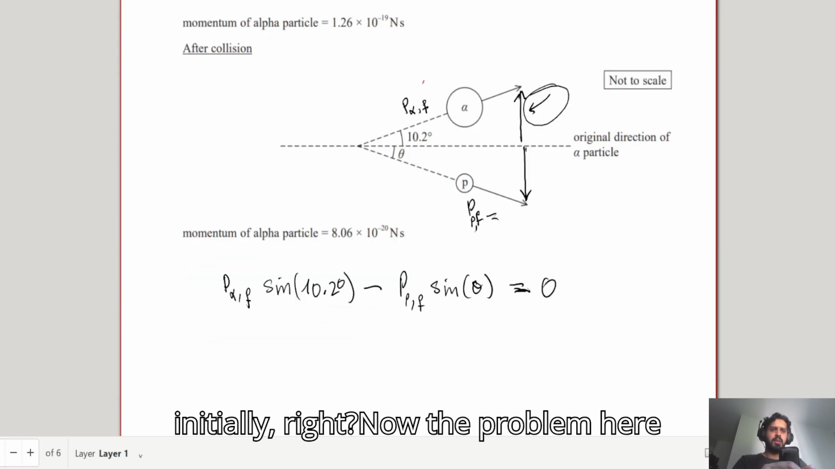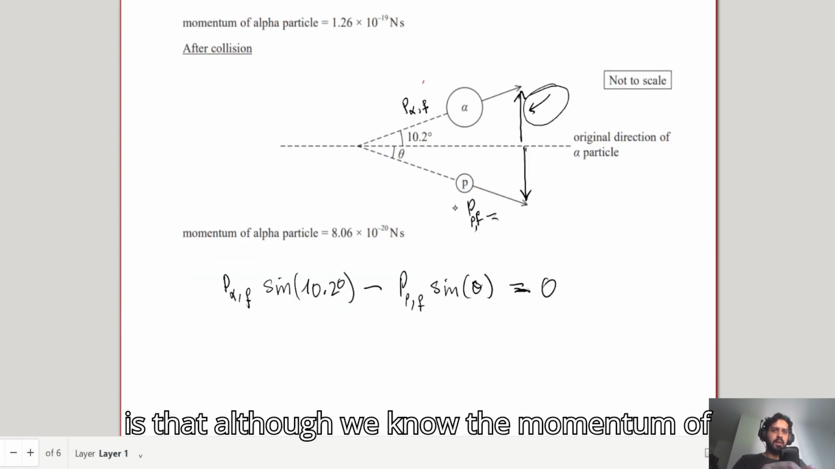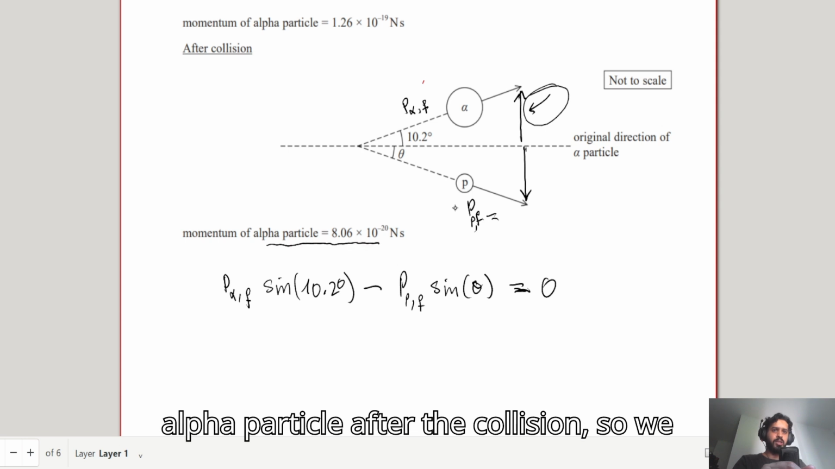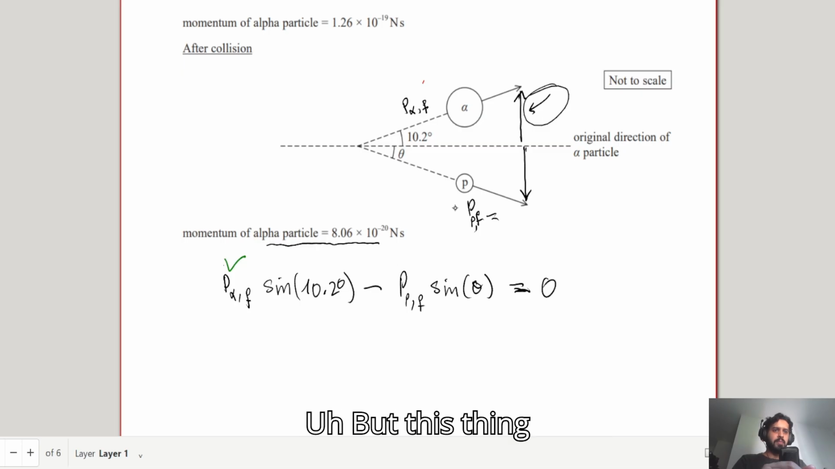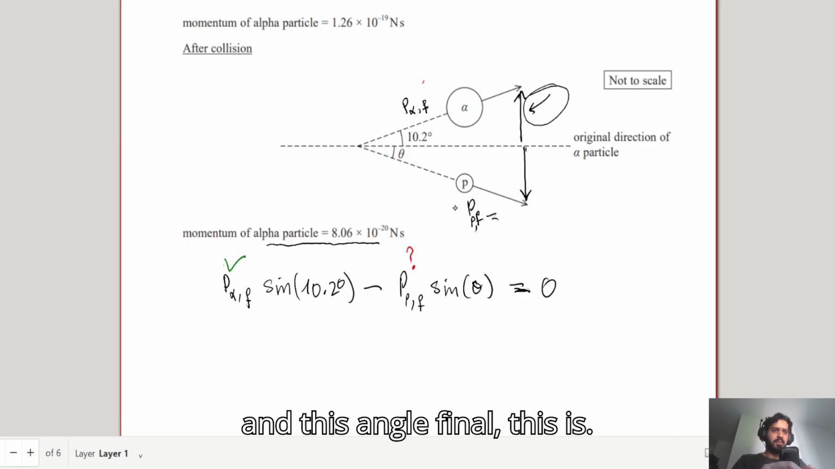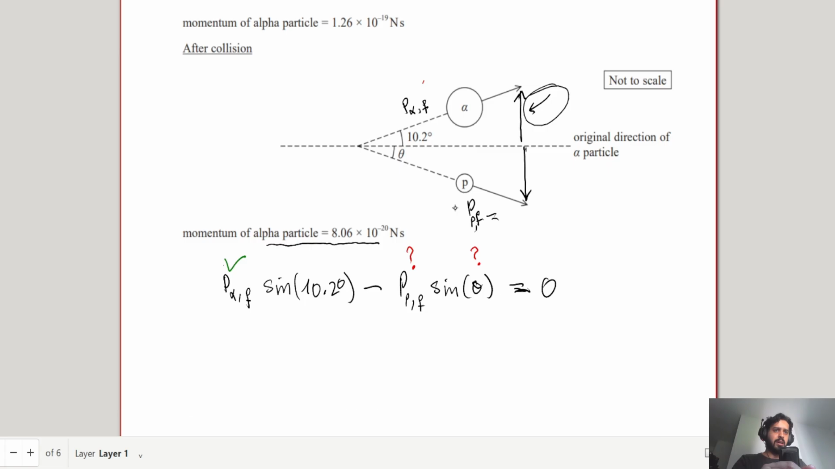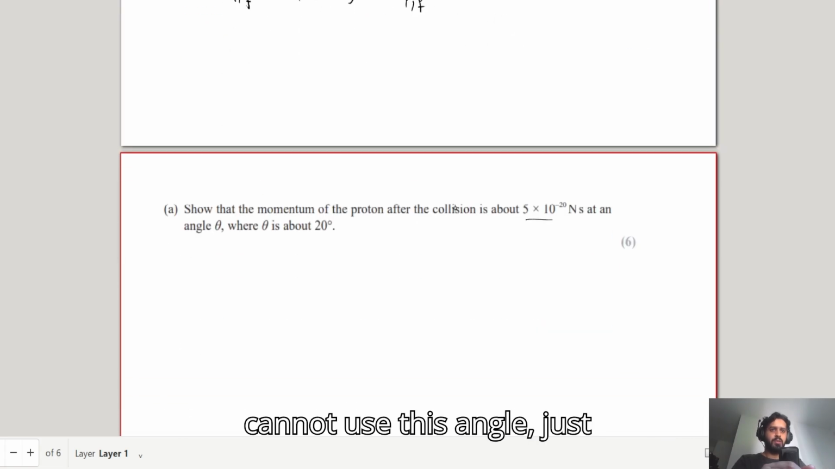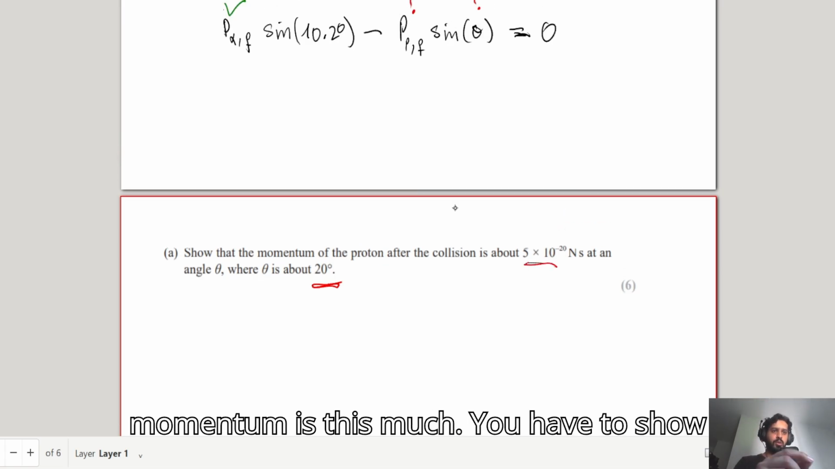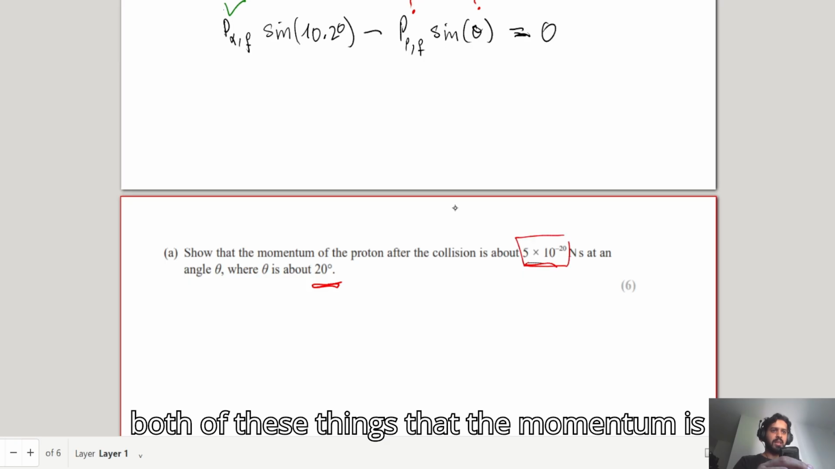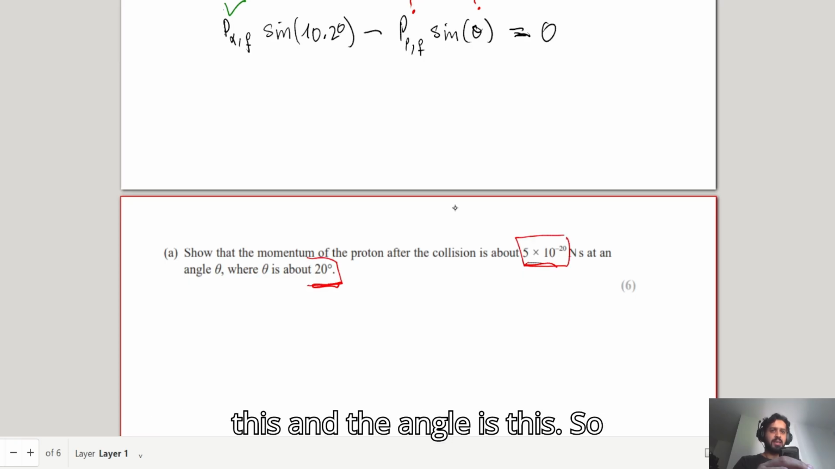Now, the problem here is that although we know the momentum of the alpha particle after the collision, so this thing is given, the P of the proton final and this angle final are unknown, both of these. Remember that you cannot just use this angle and prove that the final momentum is this much. You have to show both of these things, that the momentum is this and the angle is this.